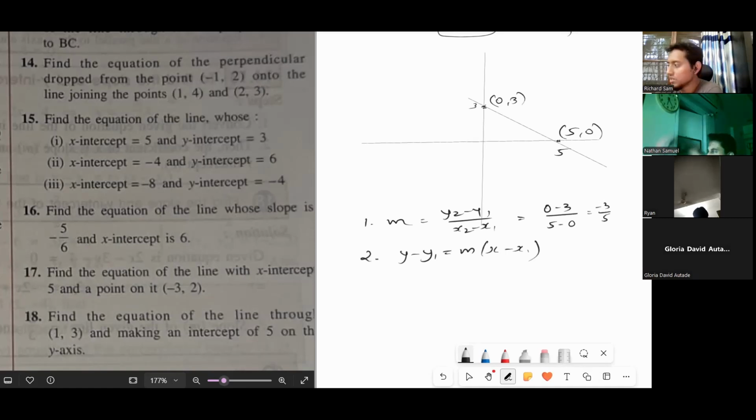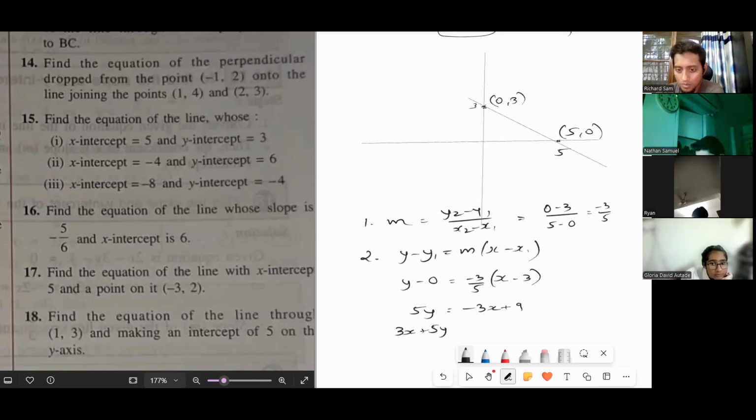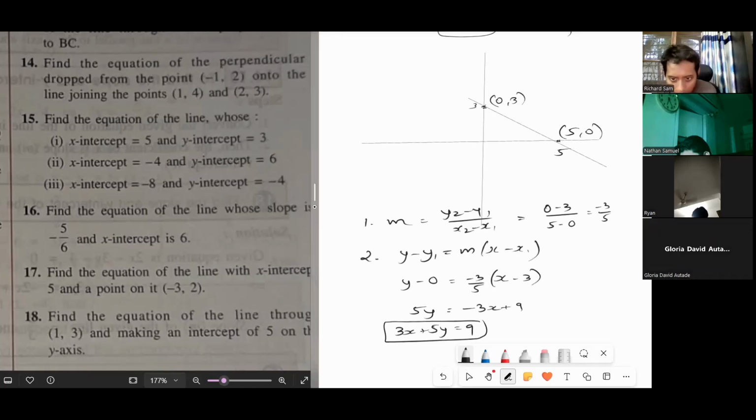Do this one, everyone. So the slope you got is minus 3 upon 5. Did anyone get this answer? 3x plus 5y is equal to 9. What's your equation of a line? Tell me what all you got. Same thing? Others? Amit, tell me what you got. 5y plus 3x is equal to 15. It's correct.